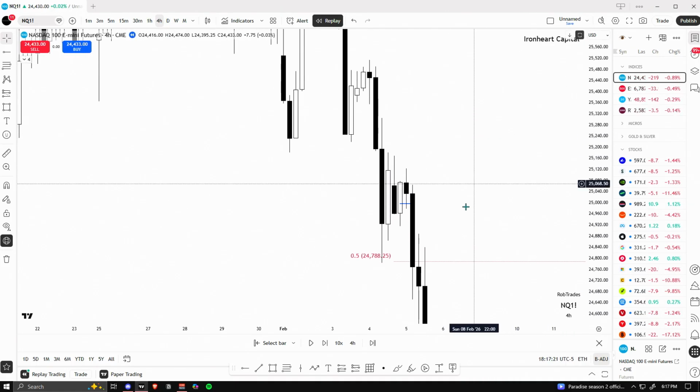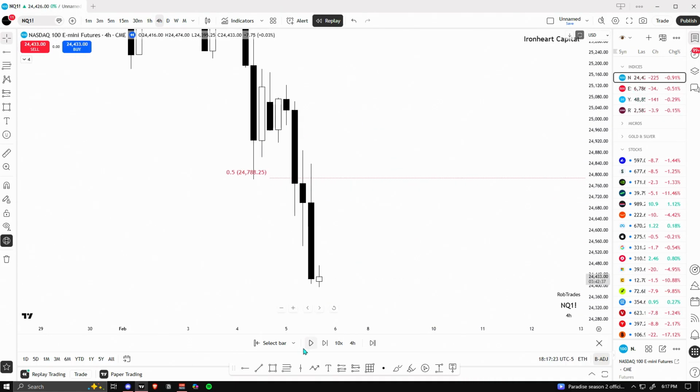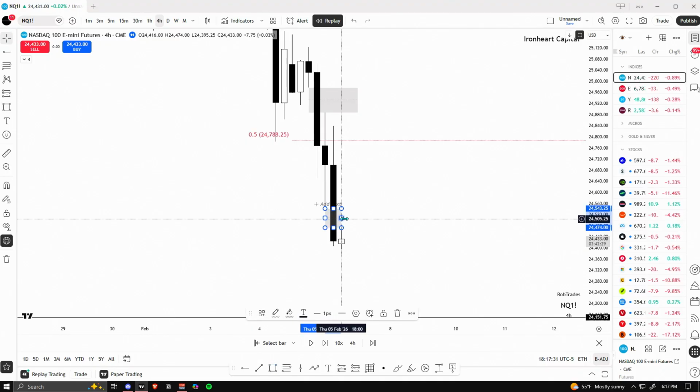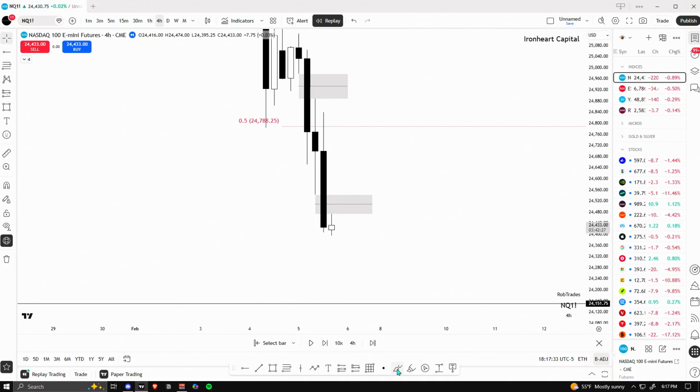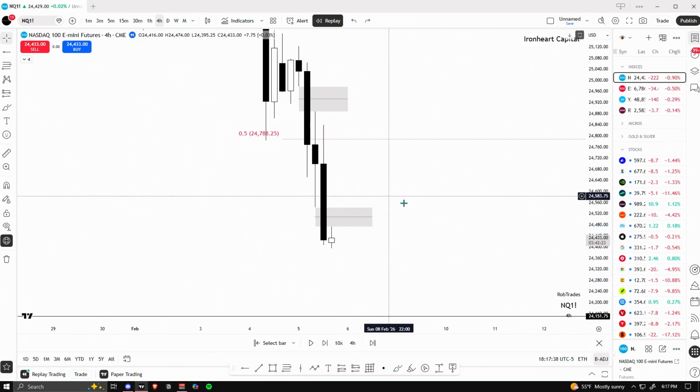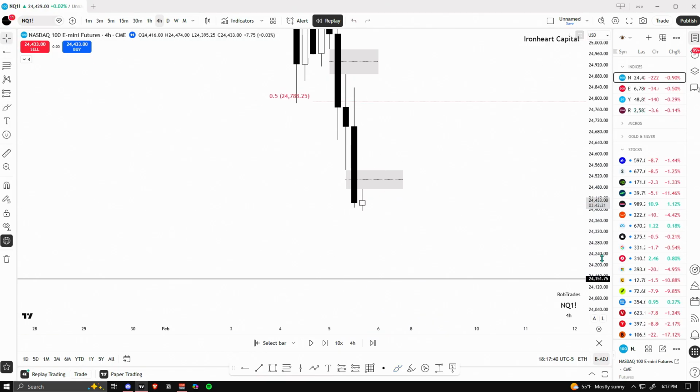But if we look here, I would not want to see price come into this 4-hour fair value gap if I'm trying to go short. This would be an invalidation for me. We'll see how this 4-hour closes. Maybe this 4-hour gap is left, and then we could potentially trade out of there, something like that. We'll see how this closes.